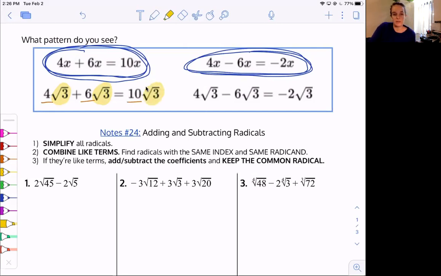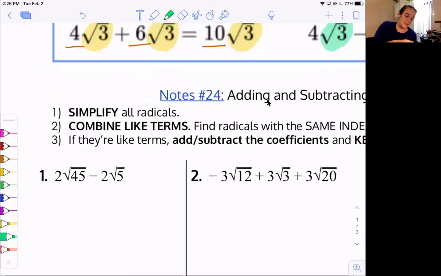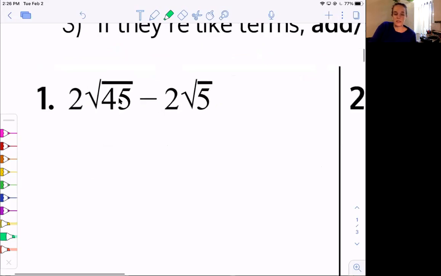10 square root 3. So as long as the radical is the same, that would mean that the numbers can be added. Same with subtraction. As long as we have the same radical here, then that means that we can do normal subtraction with the coefficient. Right? So the first thing we have to do is simplify. We have to see if this is going to be the same as this.